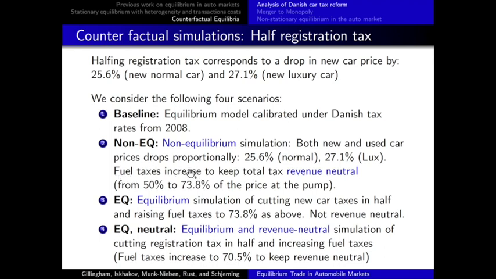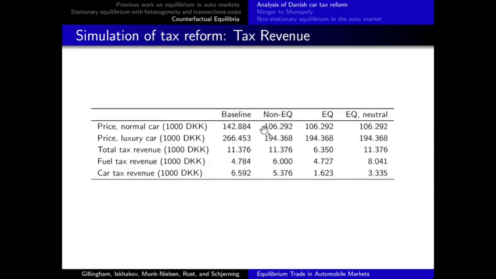Fuel taxes increase actually to keep. Then we increase the fuel taxes to keep the total tax revenue constant. So this is what we are trying to do in this baseline here. This is non-EQ. So we take the baseline and then we reduce the prices of new cars and also of the used cars by the same proportion. This goes for all the different counterfactuals that we are doing.